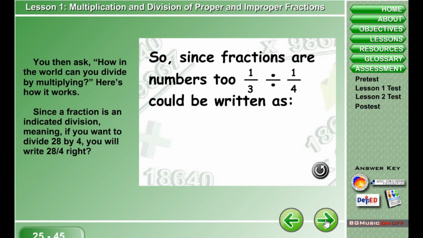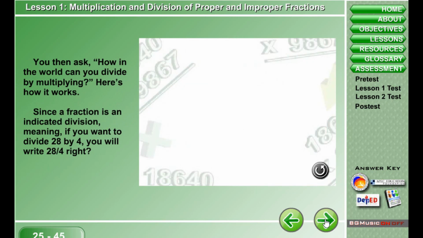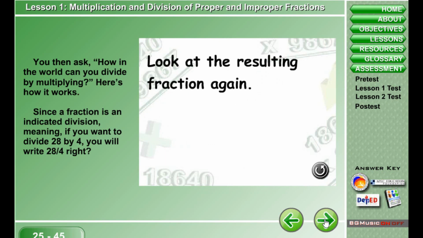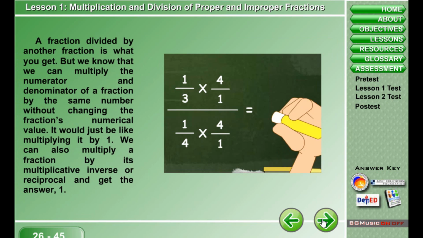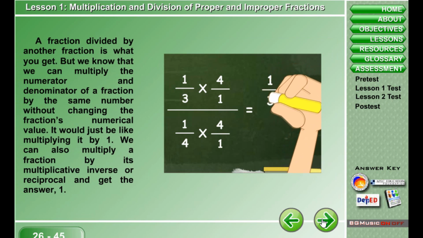Since a fraction is an indicated division, meaning if you want to divide 28 by 4, you will write 28 over 4, right? So, since fractions are numbers too, 1/3 divided by 1/4 could be written as 1/3 over 1/4. Look at the resulting fraction again. 1/3 over 1/4. A fraction divided by another fraction is what you get.